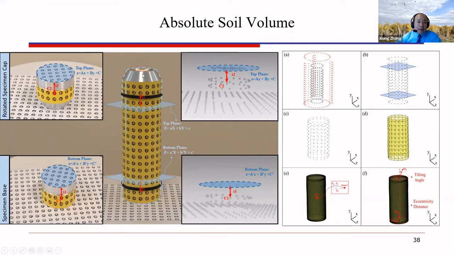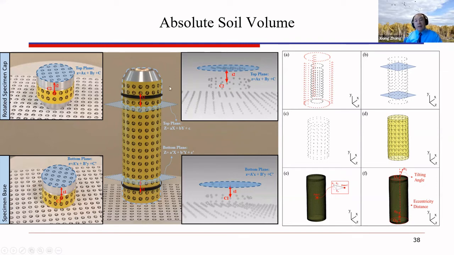The advantage of this photogrammetry method is it can do measurements for any point which is visible, but it cannot do measurements of points which are hidden. For example, in order to calculate the volume of the soil specimen, we have to know the location of the top plane of the cap and the bottom plane of the pedestal, right? But they are not visible.